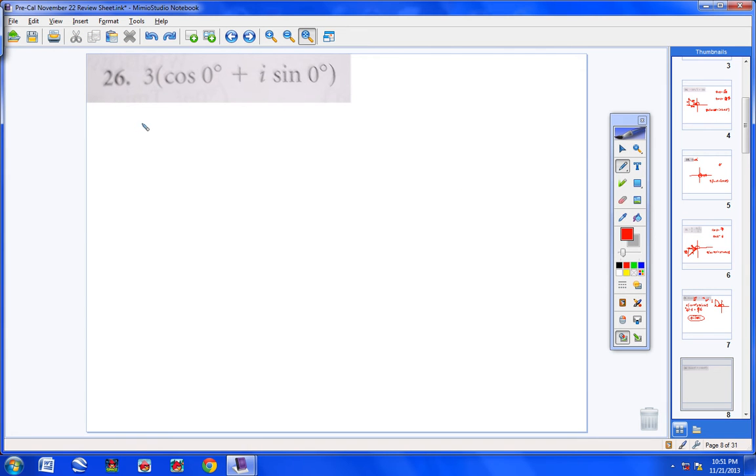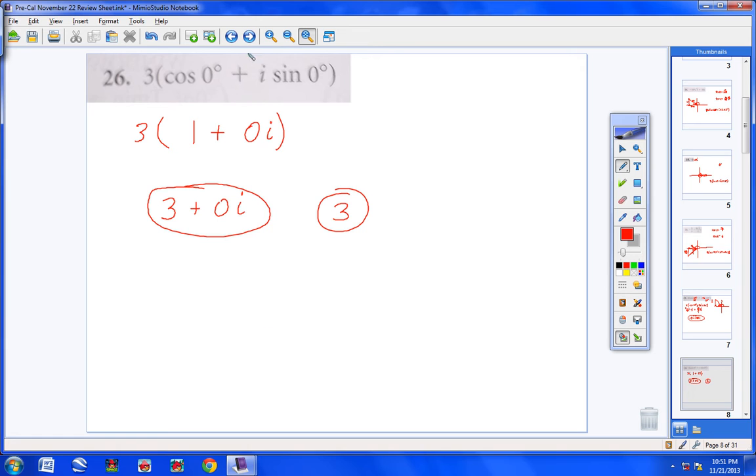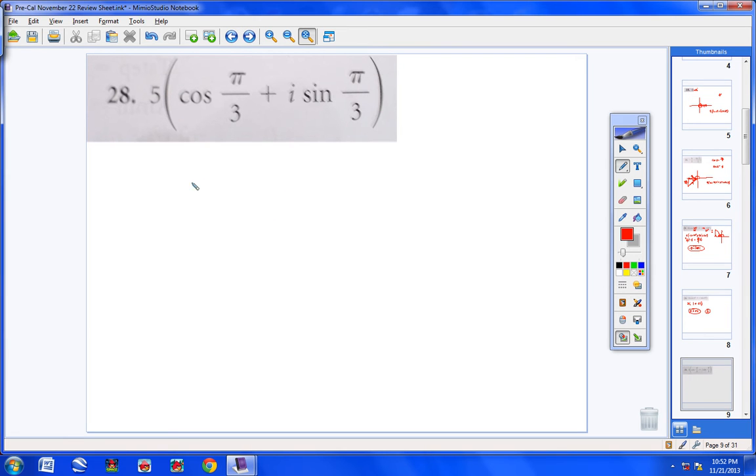Well, 3 parentheses, cosine of 0 is going to be 1, plus the sine of 0, I believe, is going to be 0. Yes, that's correct. So 0i. Take your 3 and multiply it through. 3 times 1 is 3. 3 times 0 is 0i. You are more than welcome to write your answer like this. You're also welcome to just write your answer like this. Okay? Moving on now to the next problem, number 28.